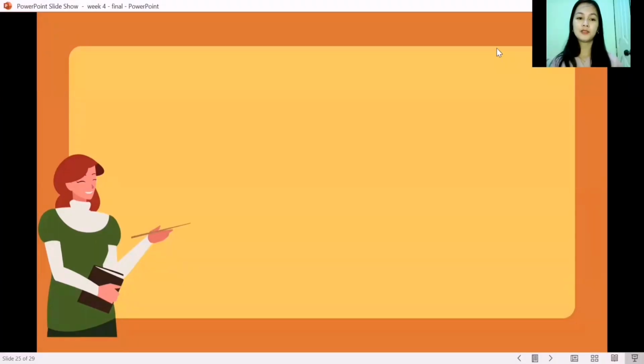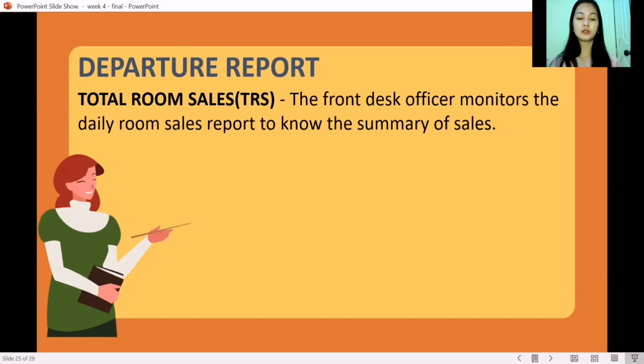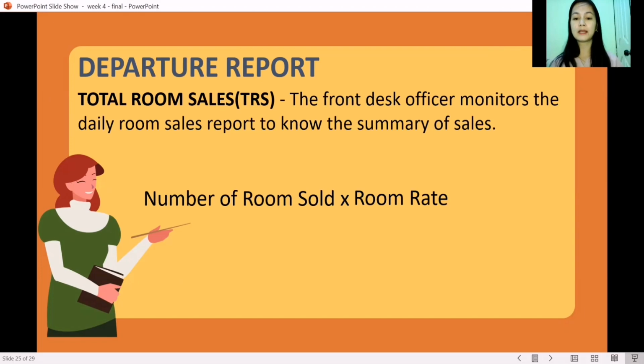Let us now proceed to the second type of report, which is the departure report. In the departure report, we will compute the total room sales. This total room sales is used by the front desk officer to monitor the daily room sales report or to know the summary of sales. In computing total room sales, we will use the formula number of rooms sold times or multiplied by room rate, and that will be our TRS, or the total room sales.